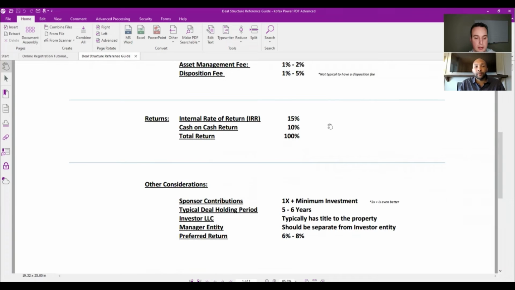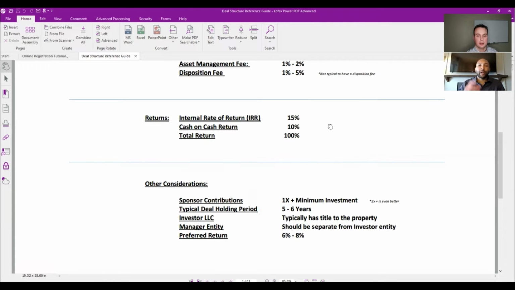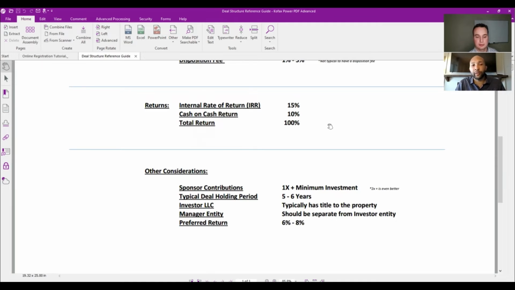The returns that you're looking for are going to be a 15% internal rate of return, a 10% cash on cash return, or a 100% total return. And then, right. Brian, can you walk through what the internal rate of return is again? Yeah, that's your average compounded rate of return over the life of the project, right?